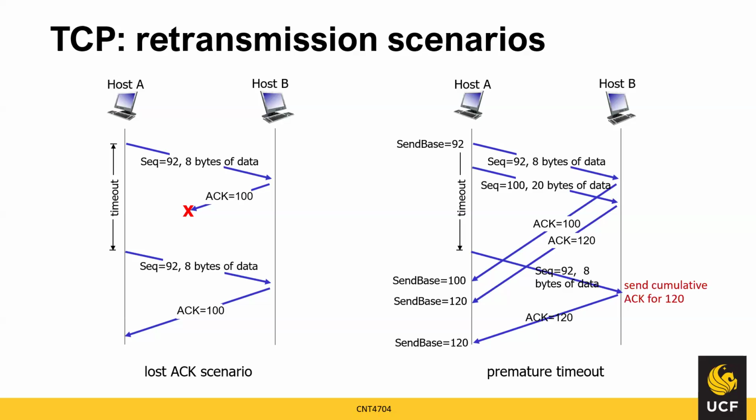So TCP retransmits the first segment, but since the receiver already has all the data, it responds with a cumulative acknowledgement confirming everything up to byte 120. So the cumulative acknowledgement mechanism prevents unnecessary retransmission from happening. We don't need to send an acknowledgement for each segment of data. We can just send it for both.